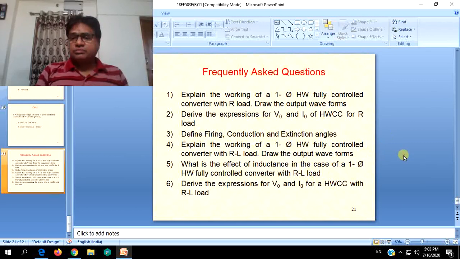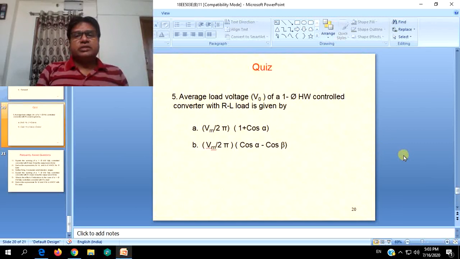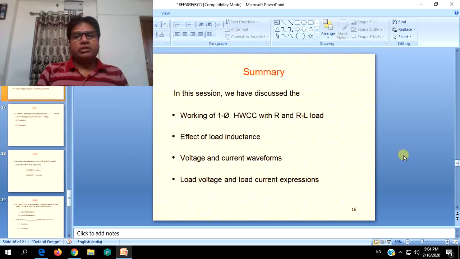So that is the working of the single phase half wave fully controlled converter with R load and RL load discussed separately, where we developed the waveforms and also the expressions. In the next session, we will be discussing how to eliminate the problems faced due to the inductive action of the load in case of single phase half wave rectifiers. Thank you.